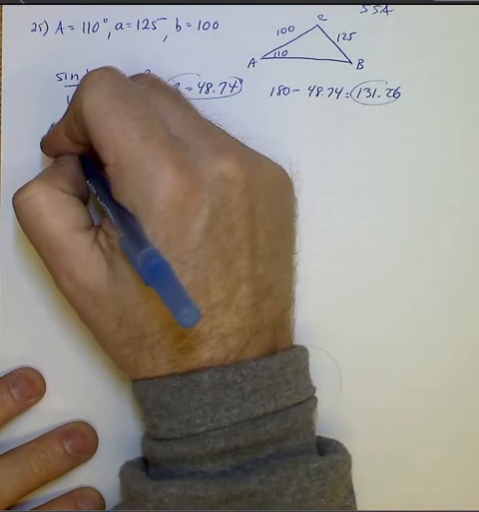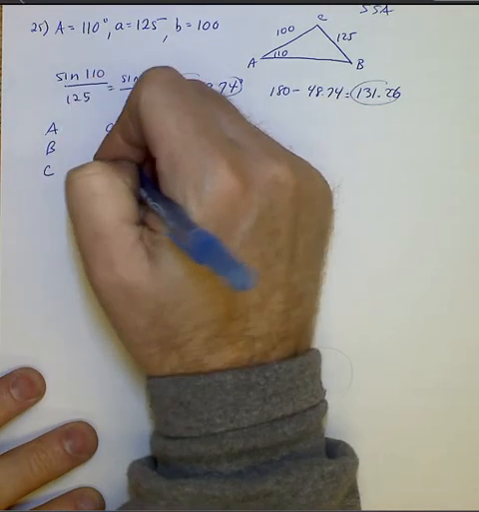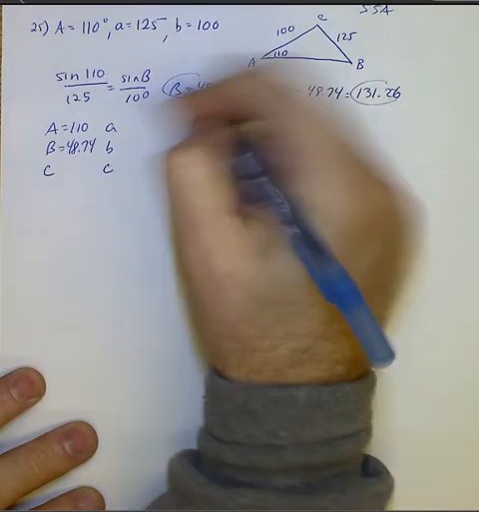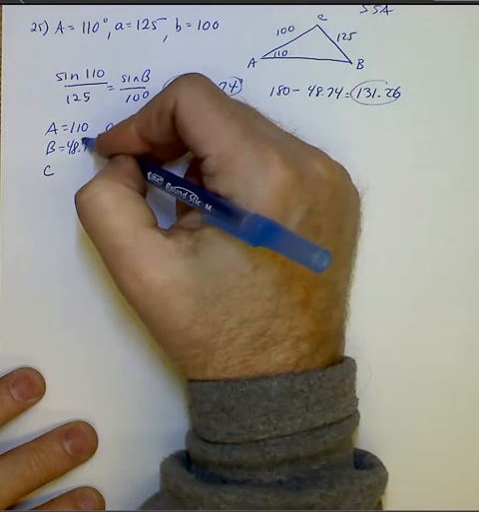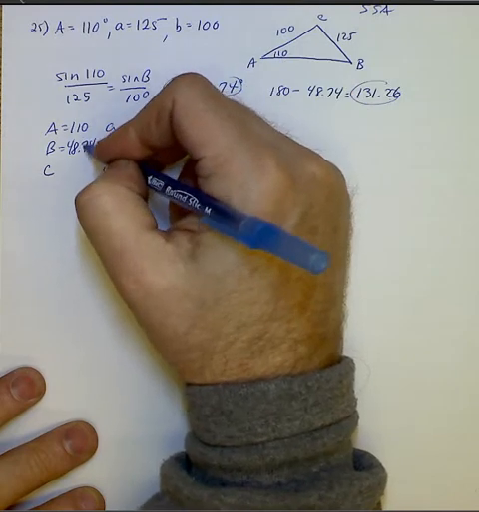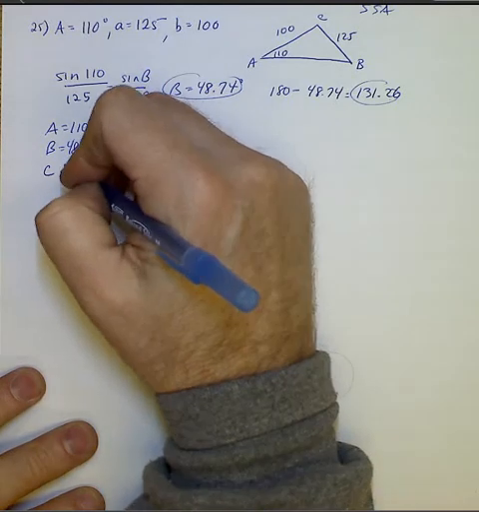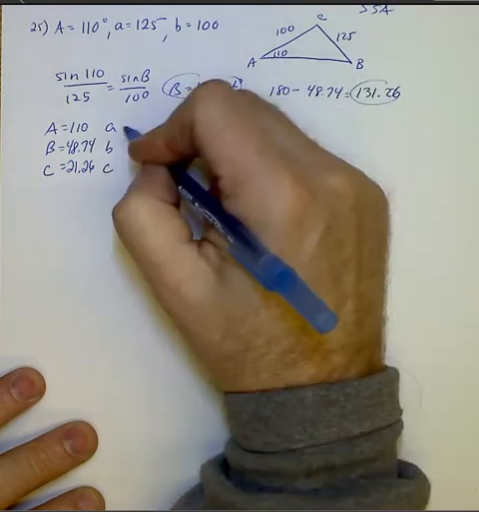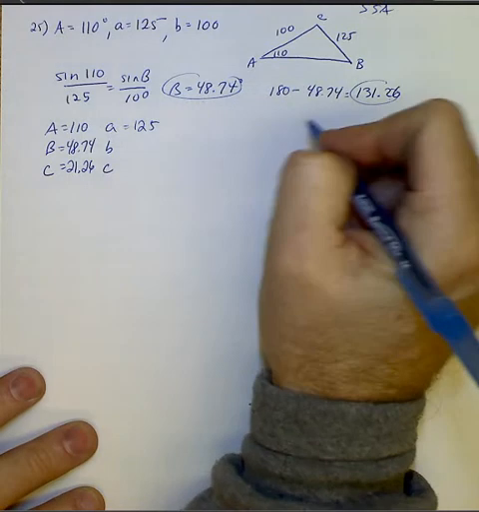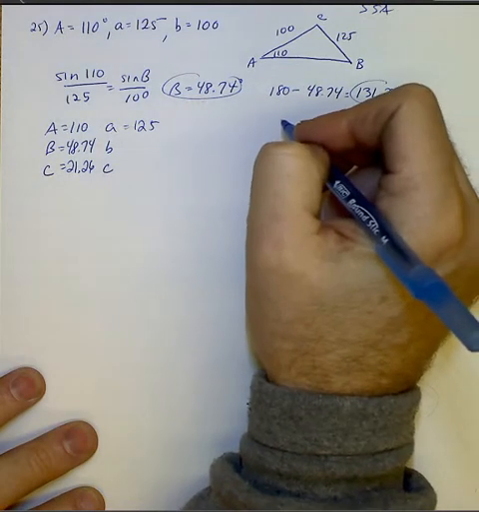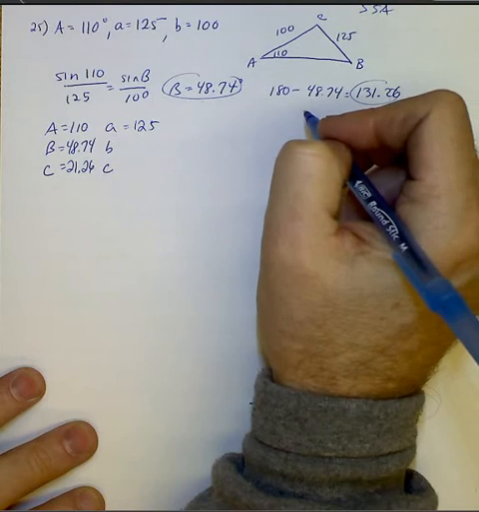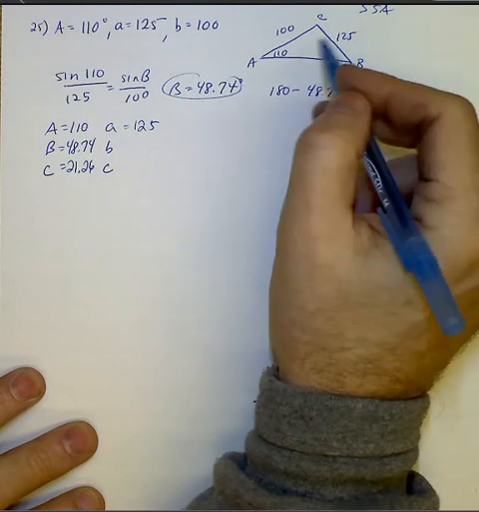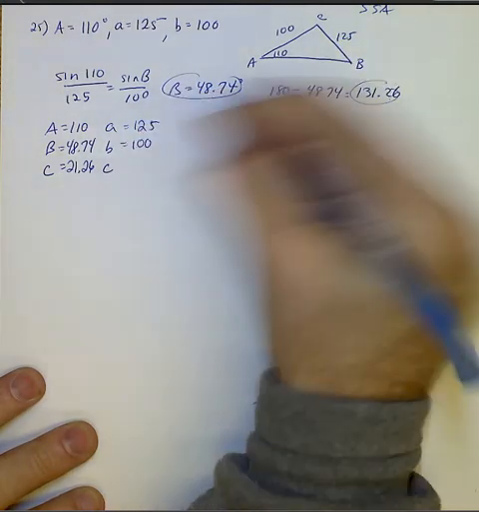And as I said to you in class, I'd like you to make sure that you write it out like this. Now we know that angle C is going to be 180 minus 110 minus 48.74, so you should be able to calculate angle C as 21.26. For sides, we're given side A at 125. To solve for side C, you're just going to use the law of sines. You're given side B is 100. All we have to do is solve for side C. Side C is right here.